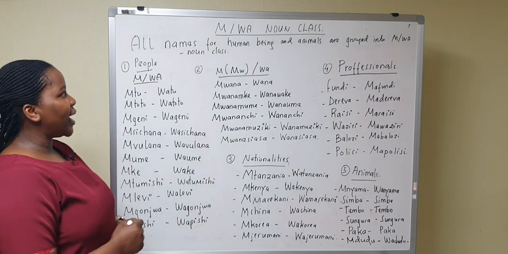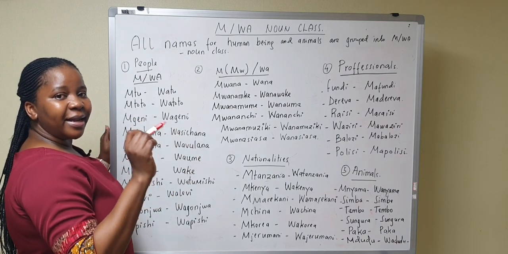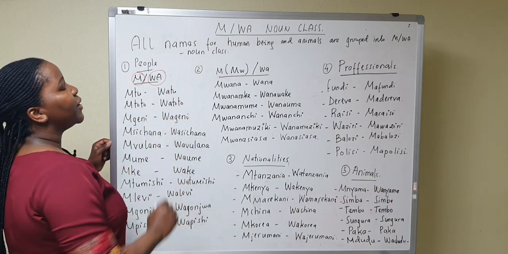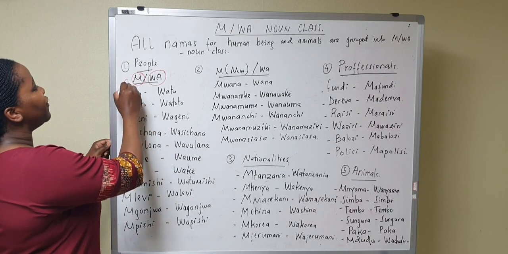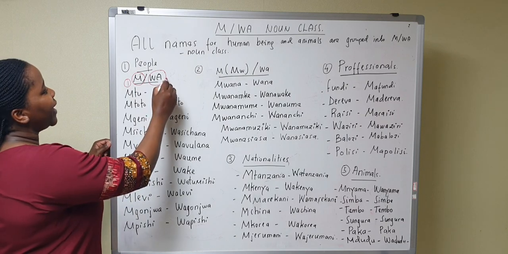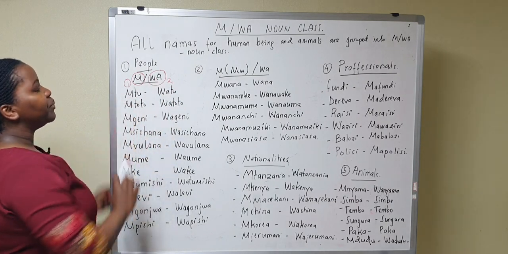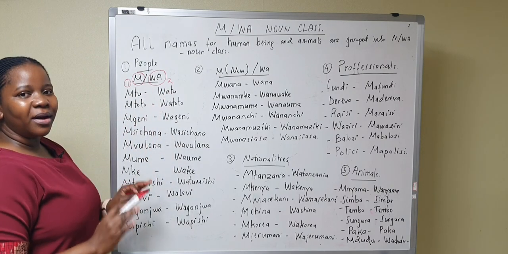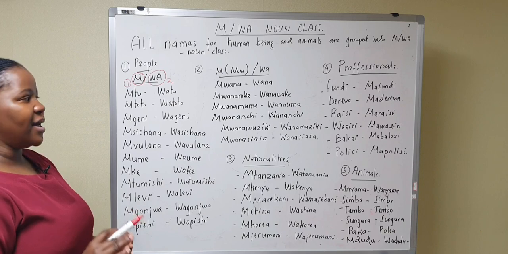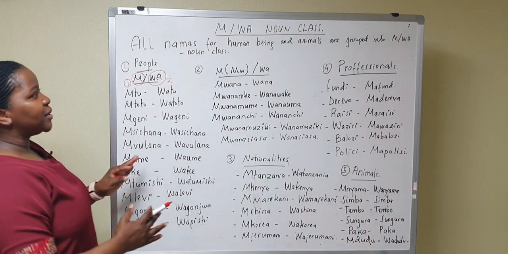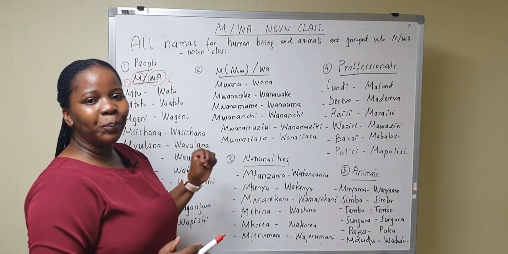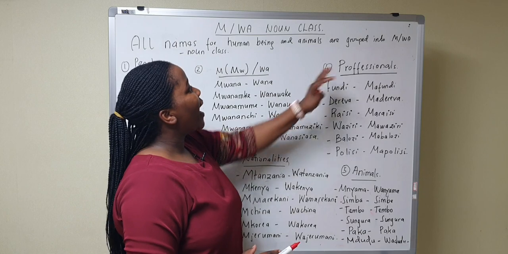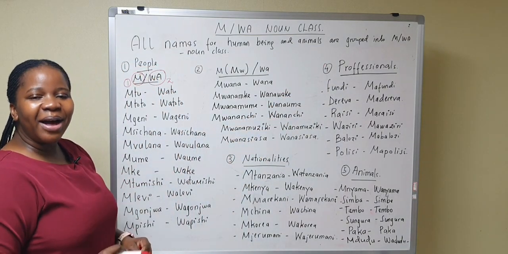In my previous lesson, I said the first and second noun class is m for singular and wa for plural. So the first class is m and the second class is wa. We are going to see all the names of people and animals that are grouped into the mwa noun class. All names for human beings and animals are grouped into mwa noun class, okay?